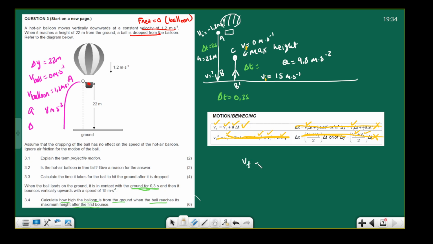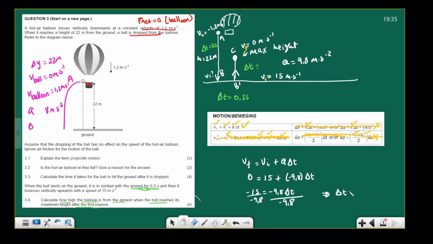So you're going to have VF equals VI plus A change in T. Still, upwards is positive. Final velocity is 0. The initial velocity is 15, and it's positive because it was going up. And then the acceleration is negative 9.8. Then I'm going to calculate how long it took to move from B prime to C, meaning to leave the ground to the maximum height. So we're going to have negative 15 equals negative 9.8 change in T. You divide by negative 9.8 on both sides, then you would get your time there.